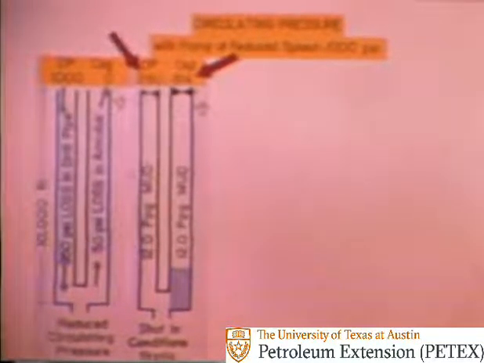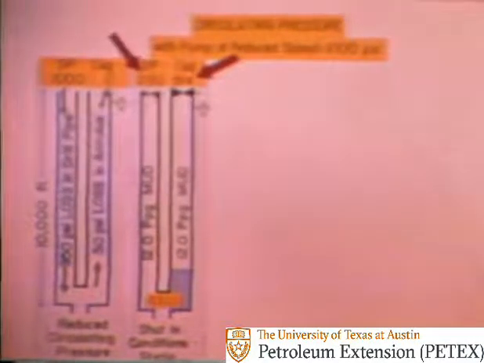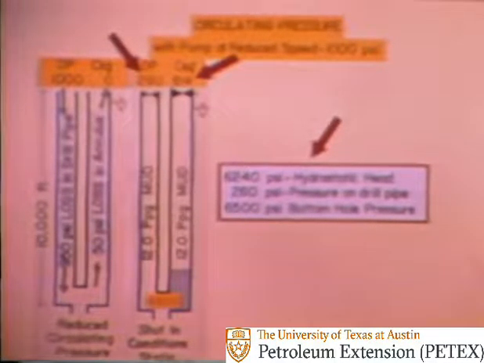Under this static shut-in condition, the bottom hole pressure and formation pressure are the same. The bottom hole pressure and consequently the formation pressure can be calculated. There is 10,000 feet of uncut 12-pound per gallon mud in the drill pipe, exerting a downward pressure of 6,240 psi. There is also a downward pressure of 260 psi on the drill pipe gauge. These two added together give 6,500 psi, the opposing bottom hole or formation pressure.